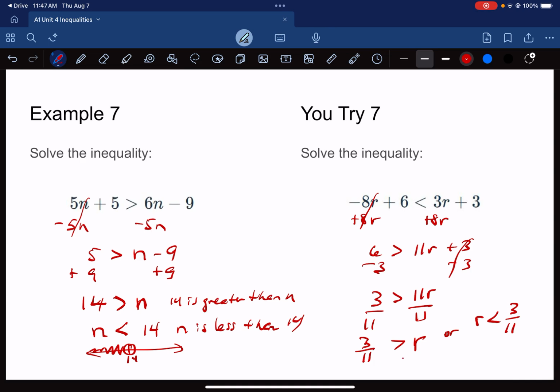So these are both correct solutions. It's just which one's going to be easier for you to graph. So you just need to ask yourself which values left or right on the number line are less than 3/11, that kind of thing, okay?